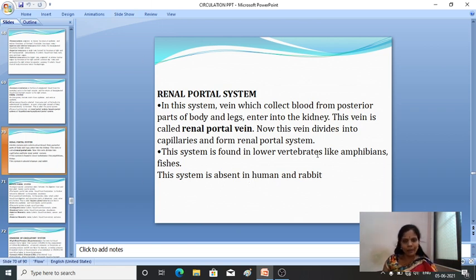and the rabbits. So the renal portal system is generally seen in amphibians and fishes, where the blood is collected from the posterior part of the body and the lungs, and it enters into the kidney.